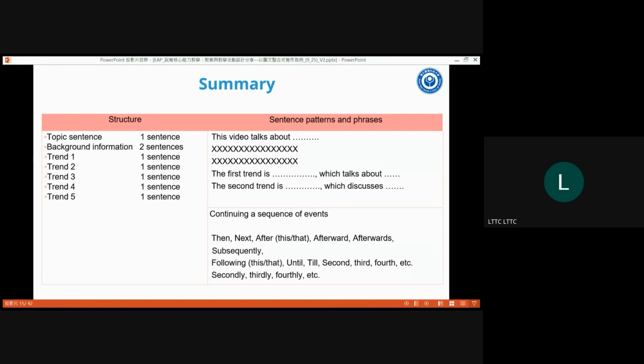And also they have to continue the sequence of the events. So they have to use a lot of transitional words. Like I'll just give them, then, next, after that, or after this, afterward, afterwards, subsequently, following, until, second, third, fourth, etc. Secondly, thirdly, fourthly. And students, they can learn that quickly, but we need to give them some template.